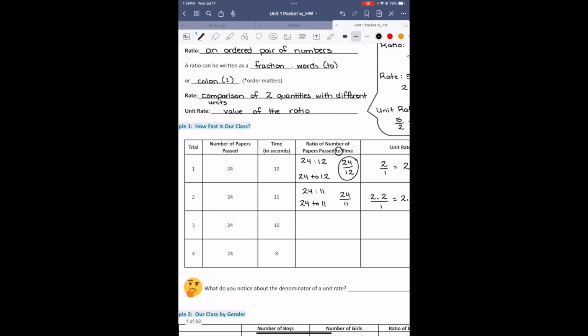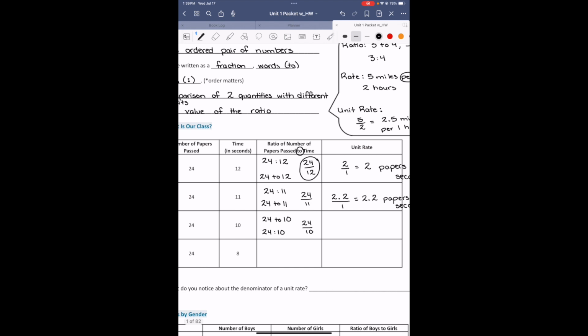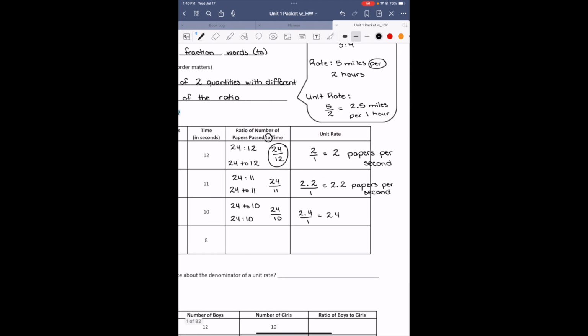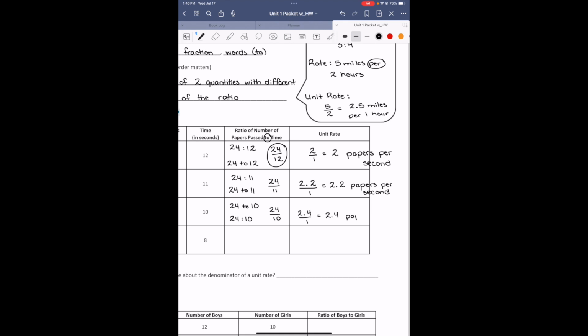Next one, 24 papers passed, and this time they went in 10 seconds. So 24 to 10, and 24 over 10. I'm going to divide those. When I divide it, I'm going to get 2.4 over 1, or just 2.4. So my unit rate is 2.4 papers per second.